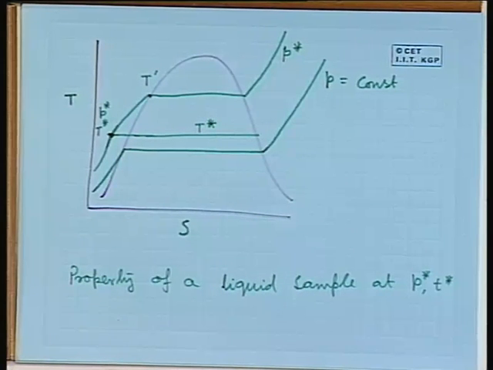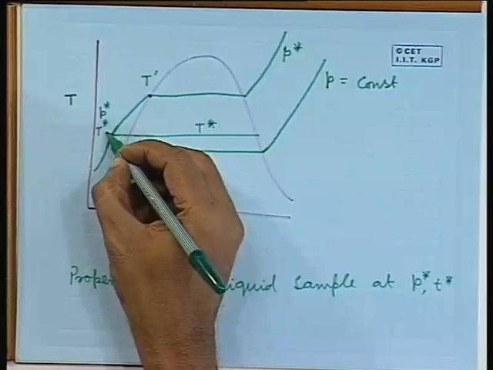What is the relationship between T star and T dashed? T dashed is definitely higher compared to T star. So, that is why this state is subcooled state. Corresponding to the pressure, the temperature is below the saturation temperature. So, this is in subcooled state. That is why we call the liquid state as subcooled state or subcooled liquid.